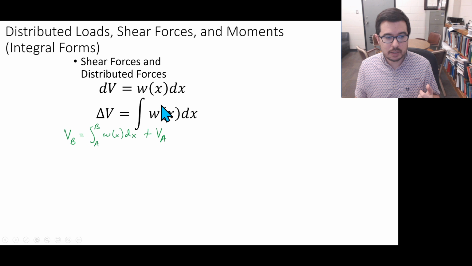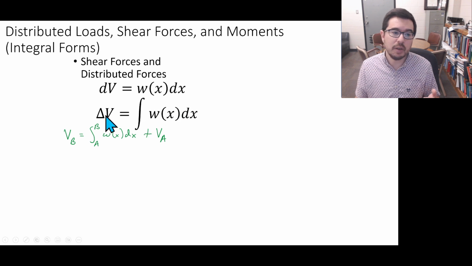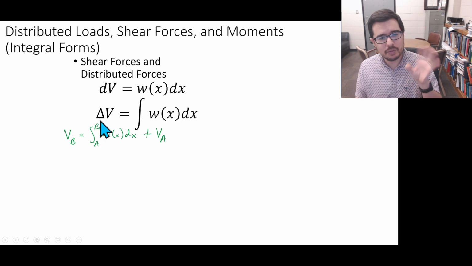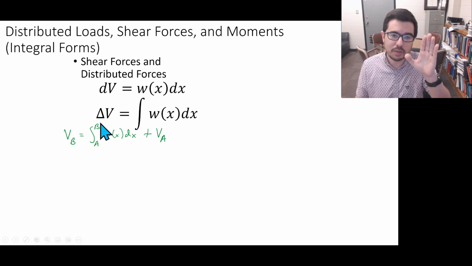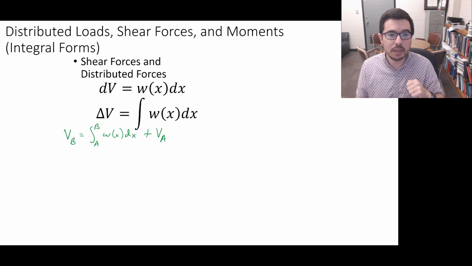So now what we're saying is if we have a distributed force, we can integrate to get the shear force. And that kind of looks more familiar in terms of, well, here's a problem that might have a distributed load on a beam. Let's figure out what the shear force is.